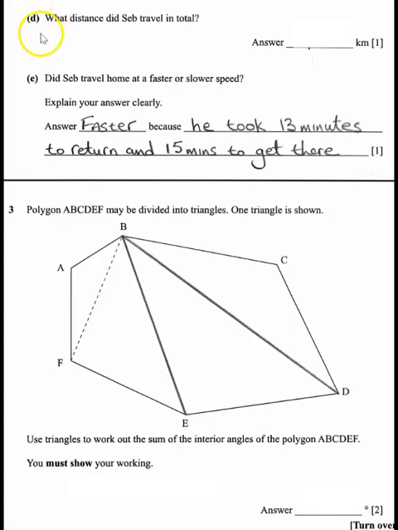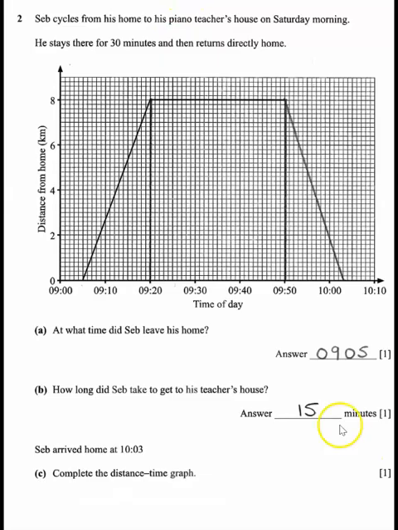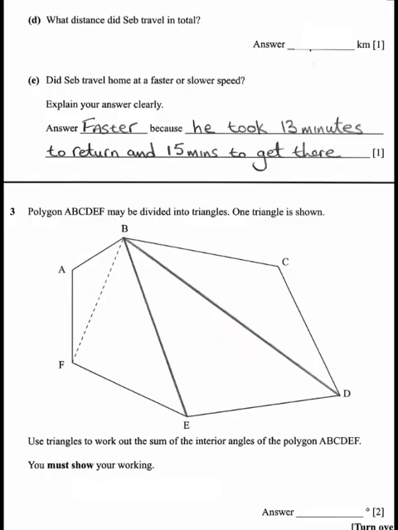So for question D, it says, what distance did Seb travel in total? Now if we go to the previous page, you can see he travelled to his teacher's house and it was 8 kilometres to get there, and it was 8 kilometres to get back. So that means he travelled a total distance of 16 kilometres. And I've put it there.